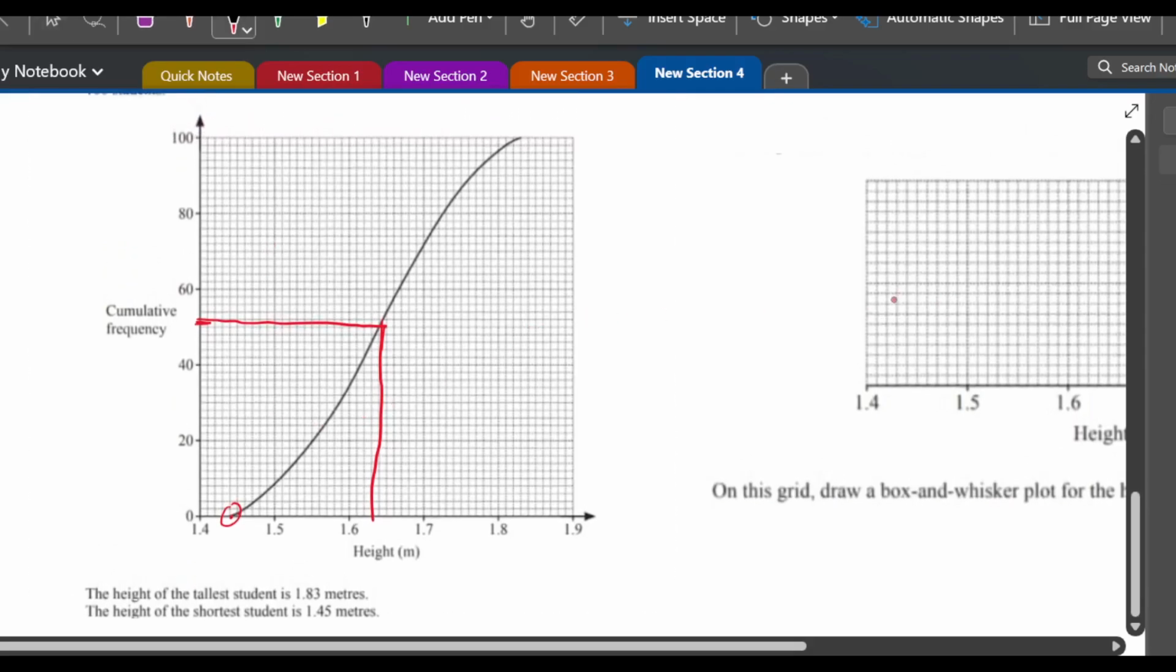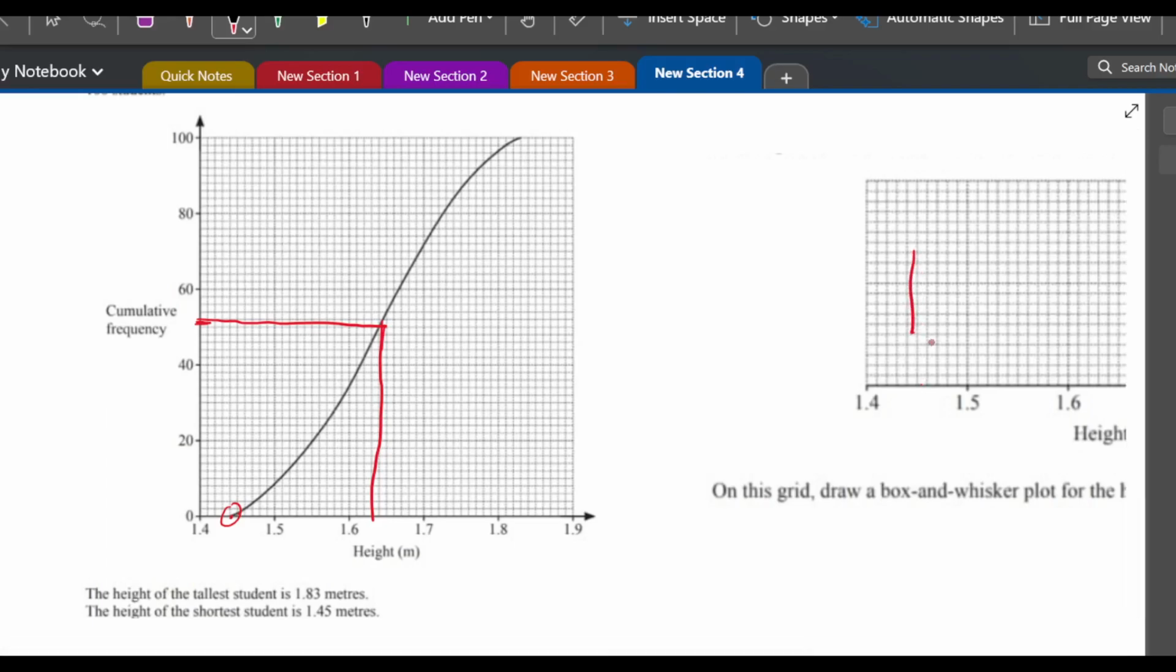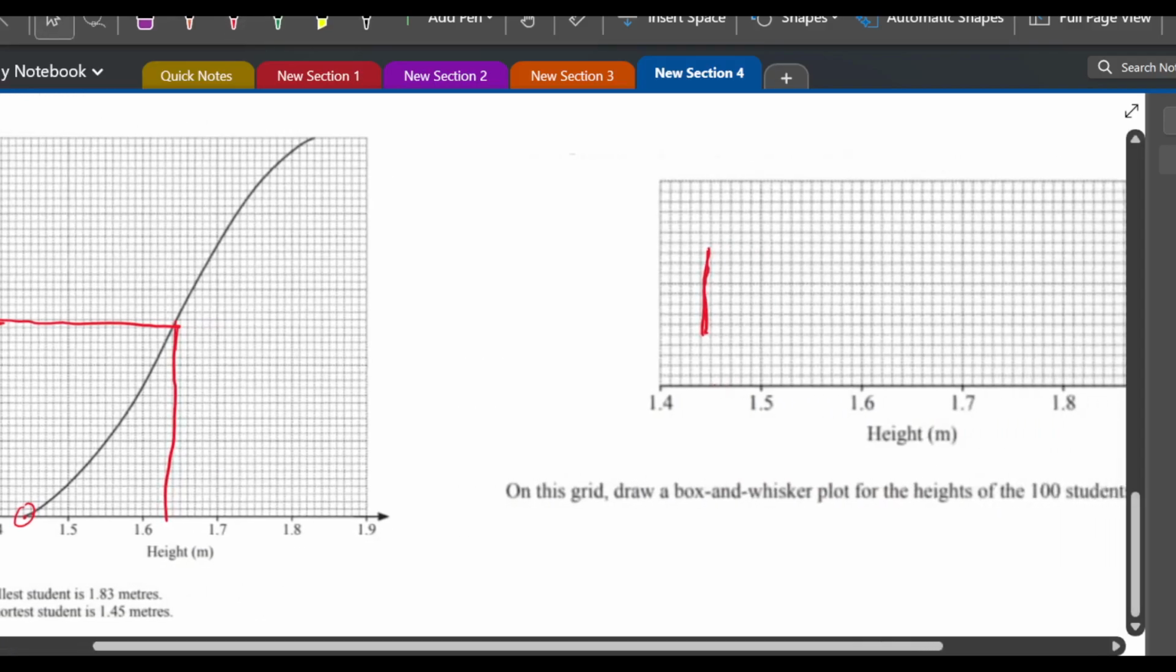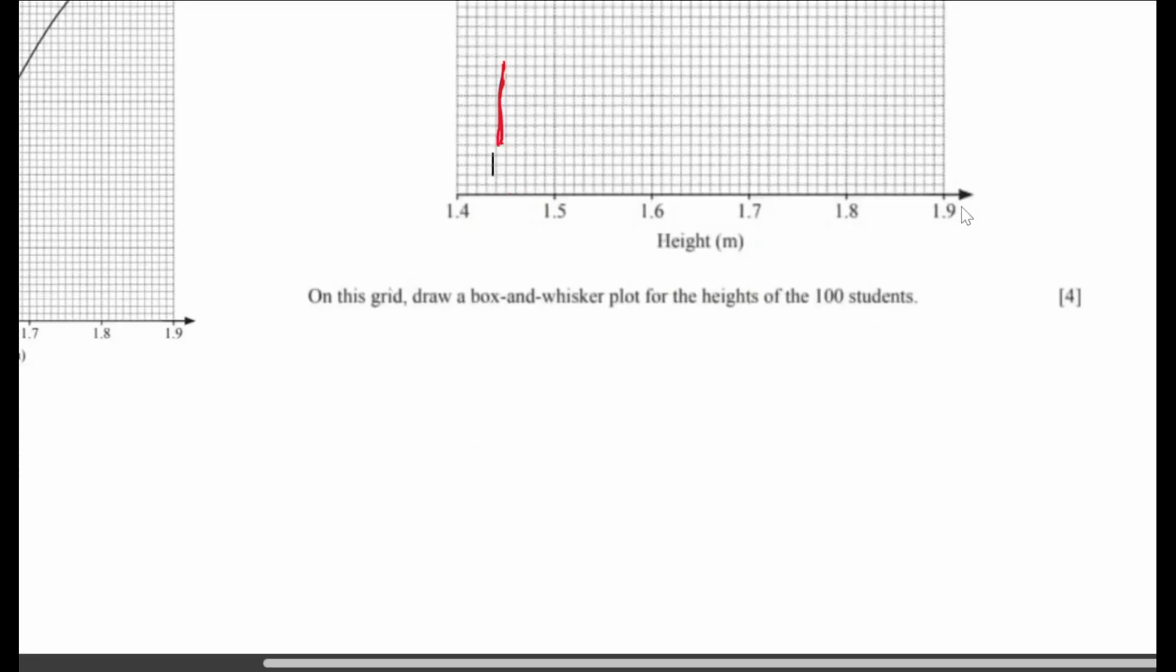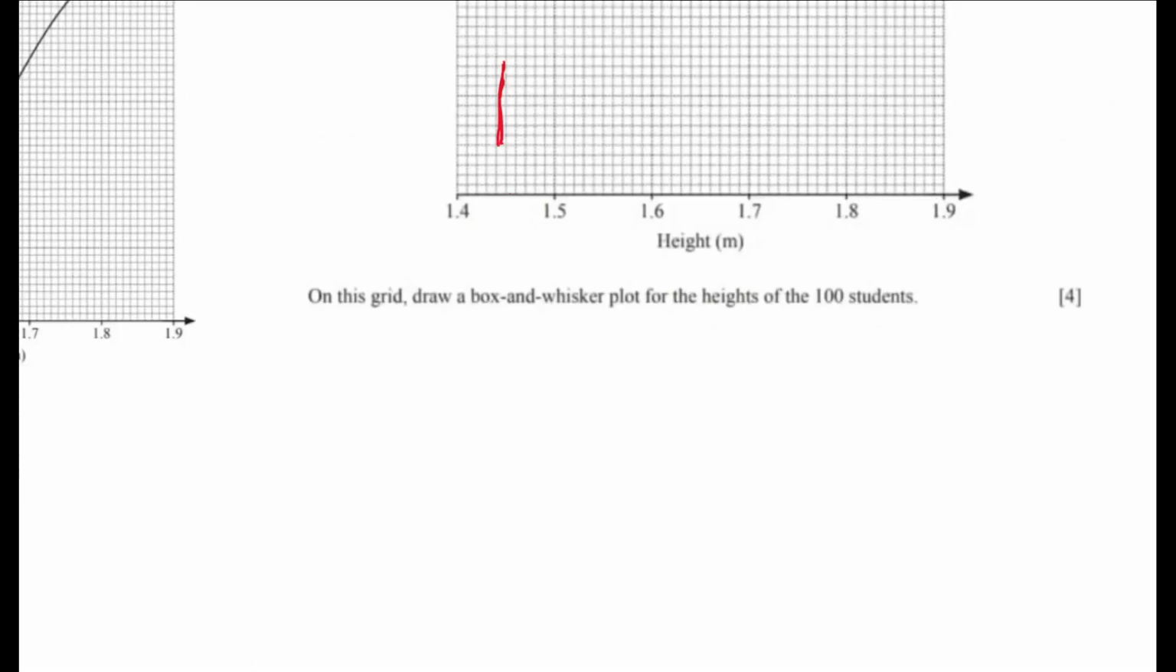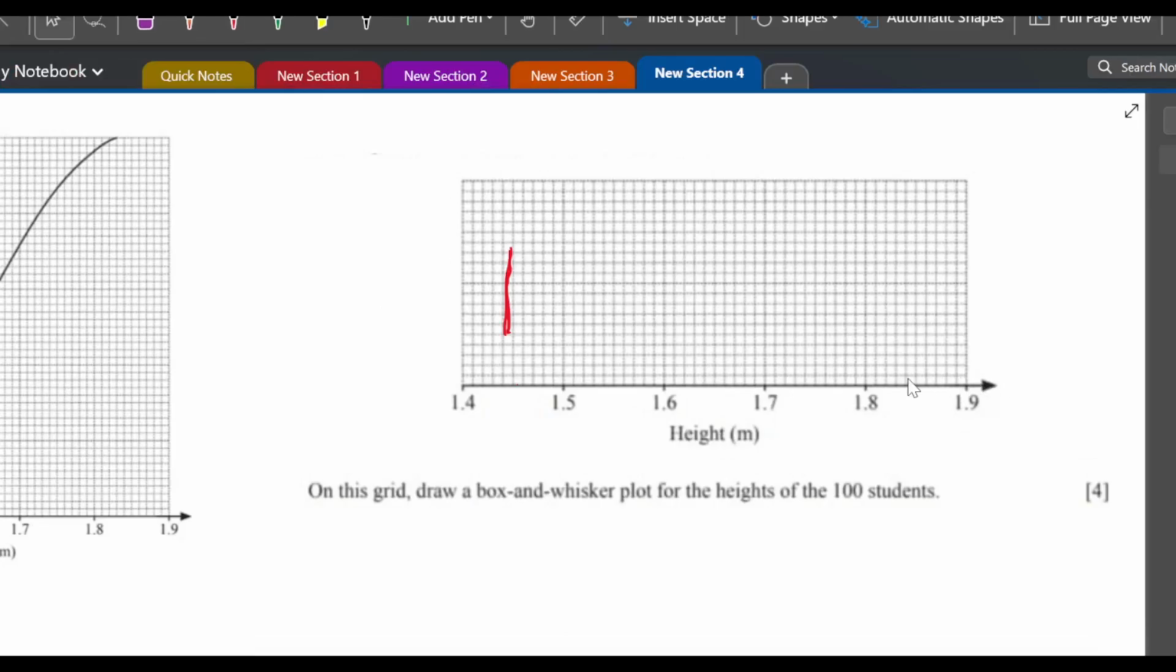So first here at 1.45, I'm drawing roughly. So say here I got 1.45. I will draw one vertical line like this at 1.45. Then I will draw one vertical line at 1.83. So where is 1.83? Here we have 1.8, and 1.83 will be somewhere here. So this is my range.